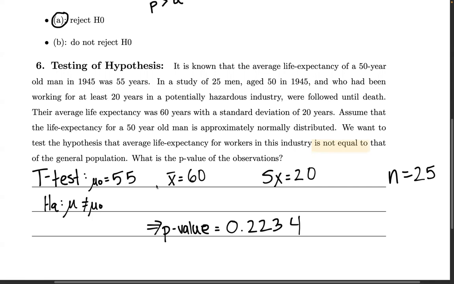So that's our mu naught. Our X bar is 60, which is here. The average life expectancy was 60 years. And then with the standard deviation of 20 years, so that's here. And our sample size is 25 because it was in a study of 25 men. And so when you put that in your calculator, your p-value is 0.2234.